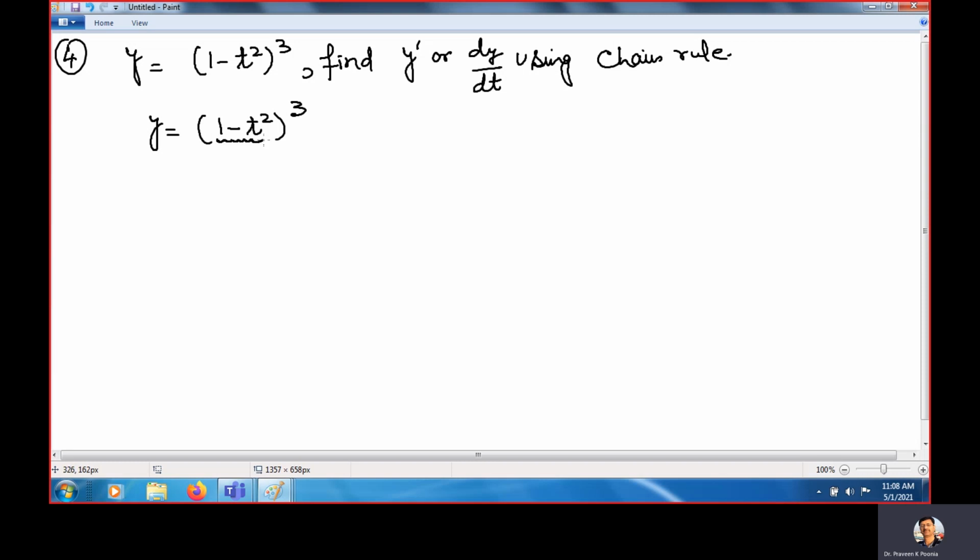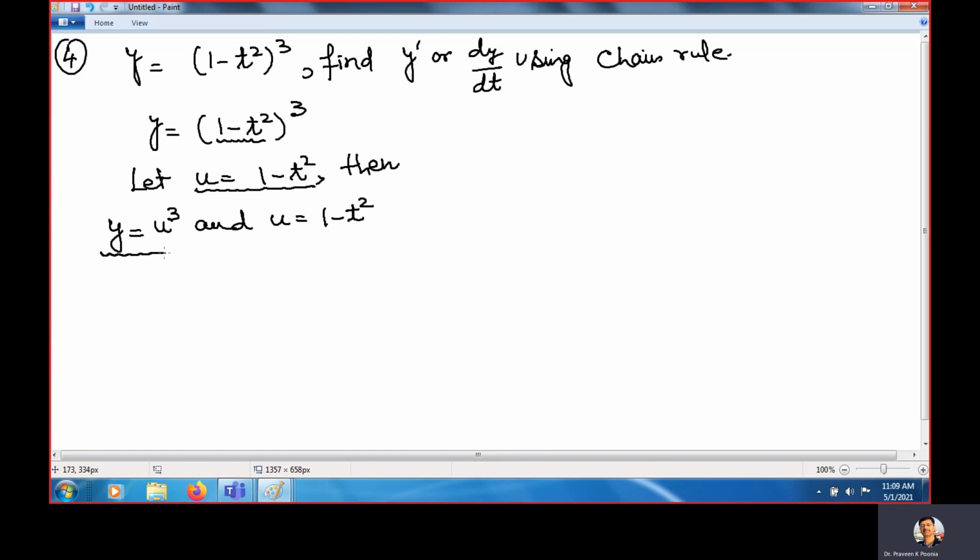So whatever is written except the power, let it be u. Let u is equal to 1 minus t square. Then what is the problem? The problem is y is equal to how much? It is u power 3, because we have considered 1 minus t square as u. So y is equal to u power 3. And what is the value of u? It is 1 minus t power 2. This is the problem now. One is y in terms of u, another is u in terms of t.